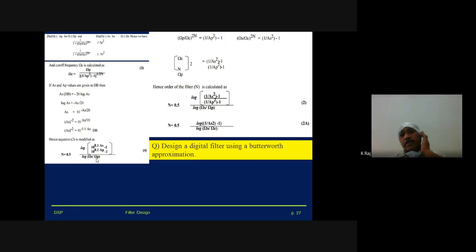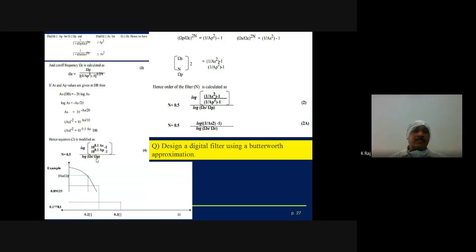Now we are just moving to the designing. So far, whatever we have discussed, these concepts have already been discussed in the previous lectures, and now we are moving towards the example of the designing of a Butterworth filter in the analog domain, in which we are using the Butterworth approximation.